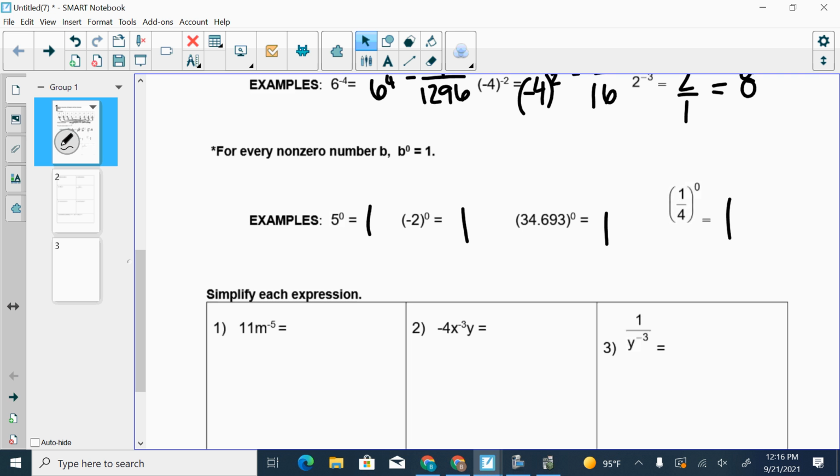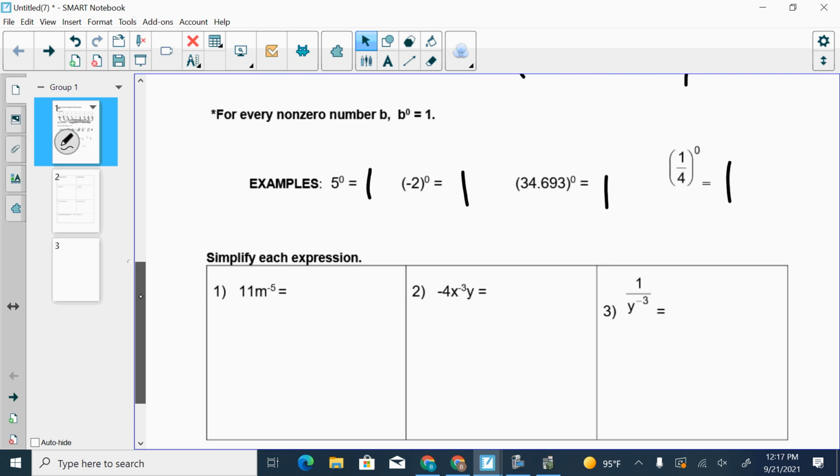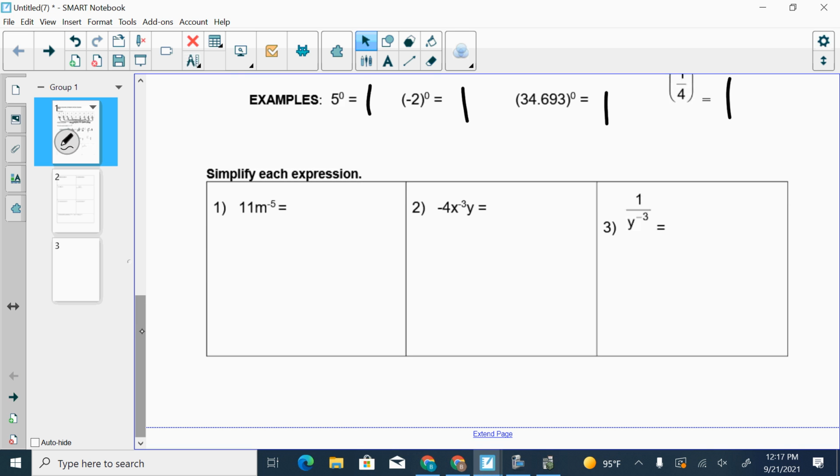Right. Okay, so now we're going to use our rules to help us rewrite or simplify each one of these. So on number 1, is the whole thing being raised to the -5th power or just the m? Just the m. So that's the only part that I want to move. I'm not moving the 11, right? Okay, so the 11 stays where it is, but where am I going to move the m to the 5th? Right, move it down.